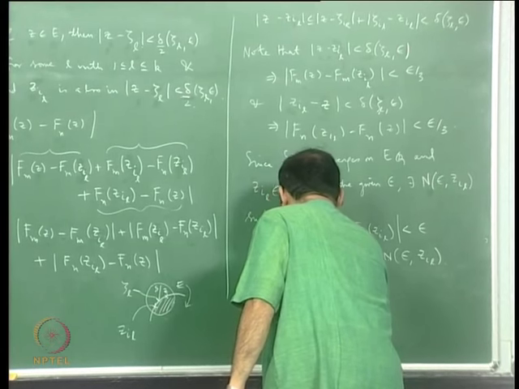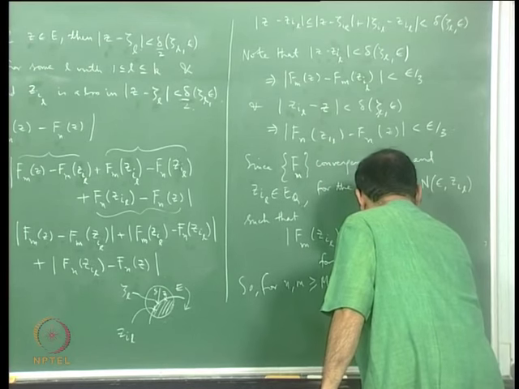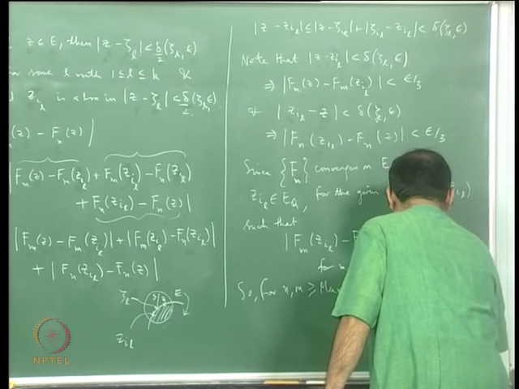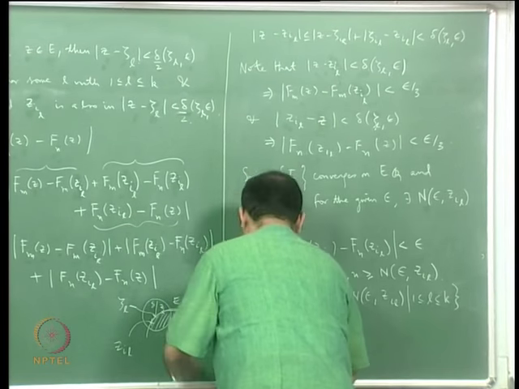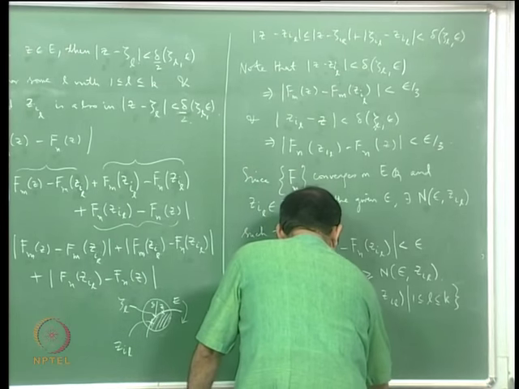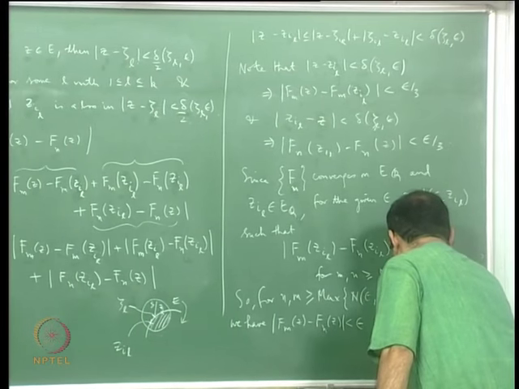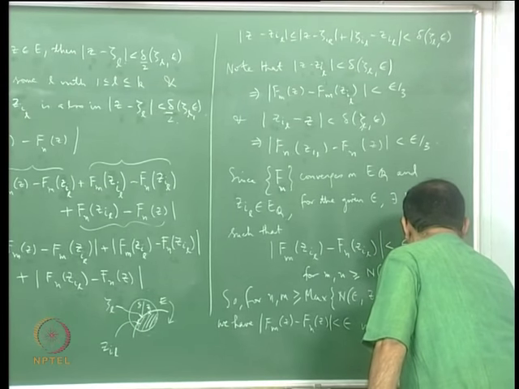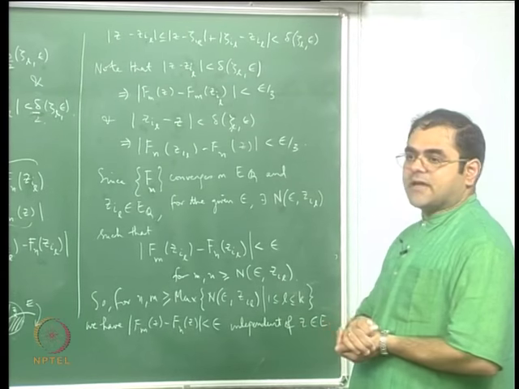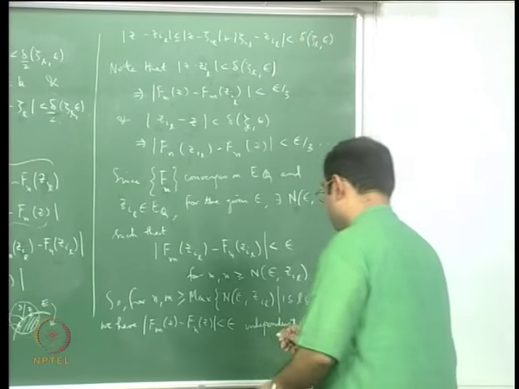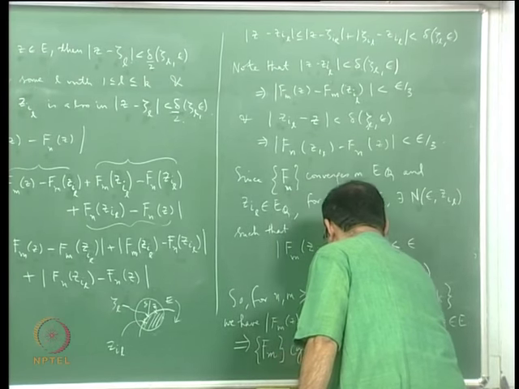So for n, m greater than or equal to the maximum of all these n(epsilon, z_l), 1 less than or equal to l less than or equal to k, we have mod f_m(z) minus f_n(z) is less than epsilon, okay, independent of z, for z in E. And this independence of z in E tells you that the sequence of capital F's converges uniformly on E. So this implies F_n converges uniformly.